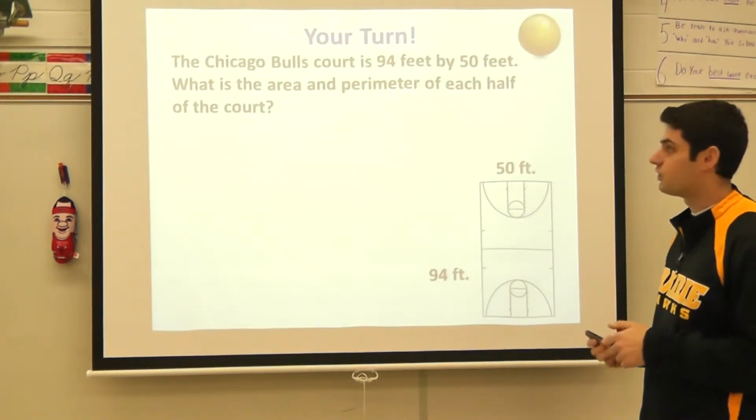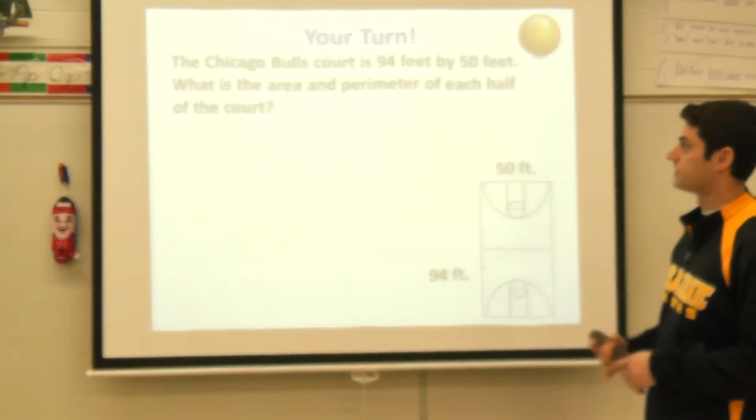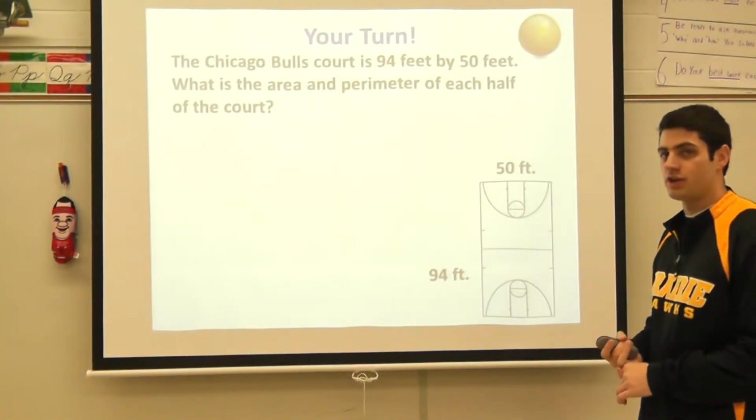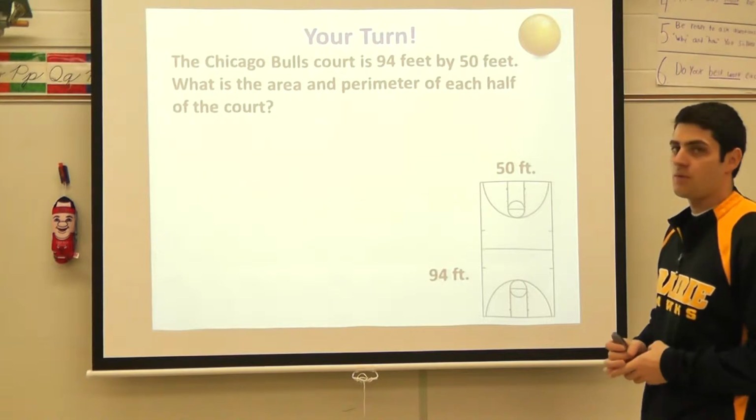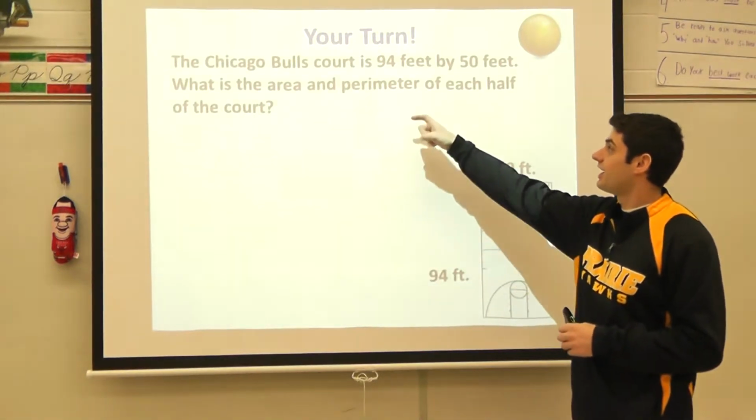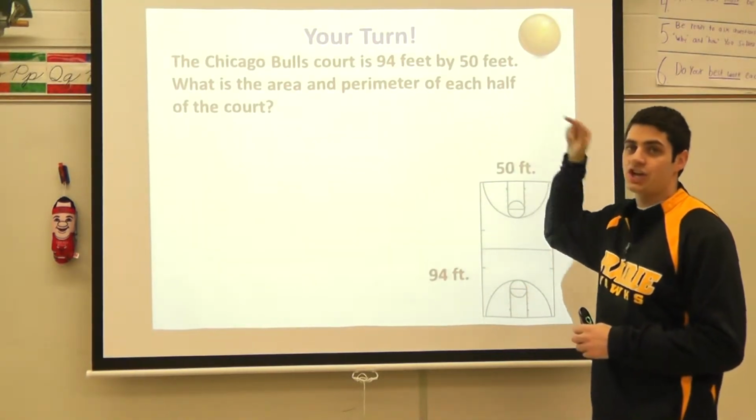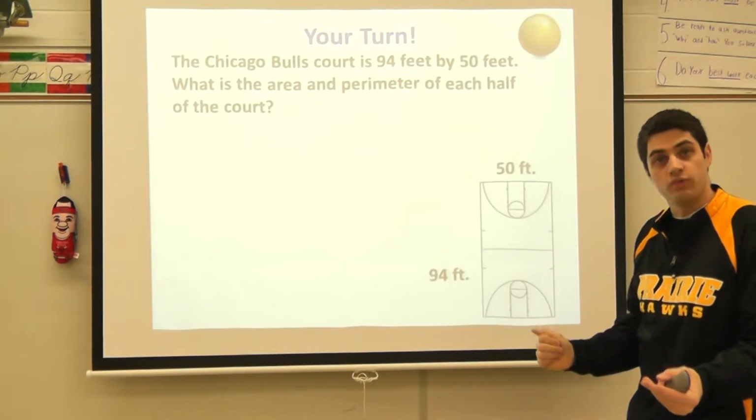All right, let's take a look at your problem. The court's still the same. We're still working with the United Center court here for the Bulls. It's still 94 feet by 50 feet, but now I want you to find the area and perimeter of each half of the court. Well, what do you mean by that, Mr.